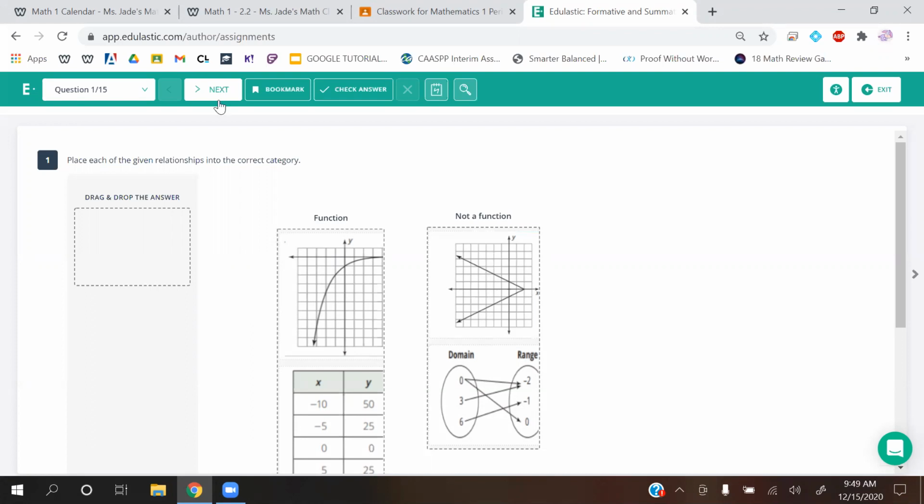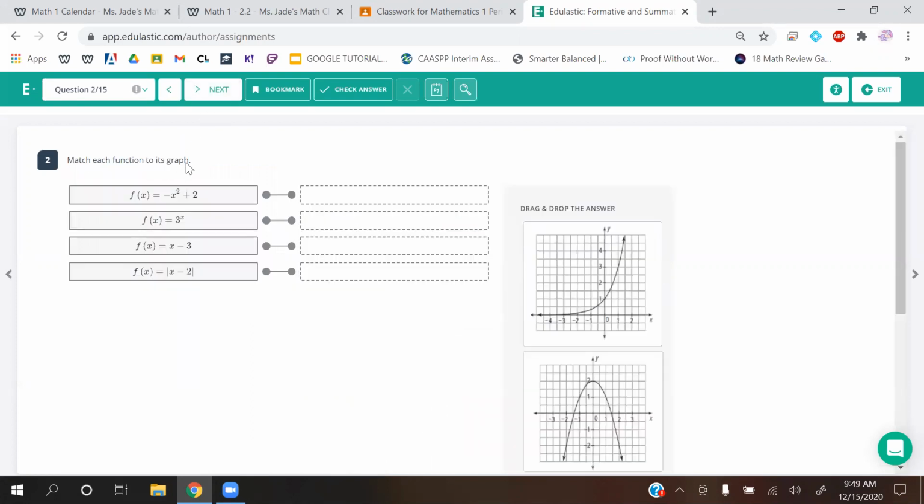Next, match each function to its graph. Okay, so I don't know if you guys remember, but there's this website called desmos.com, oh my God, I almost forgot it. Desmos.com, it will help you graph these. So literally you just need to go to Desmos.com and figure out what these look like.